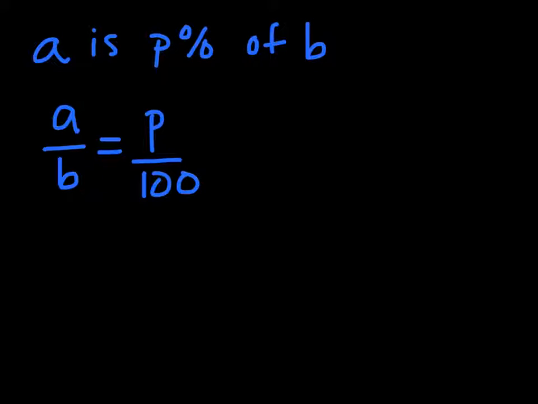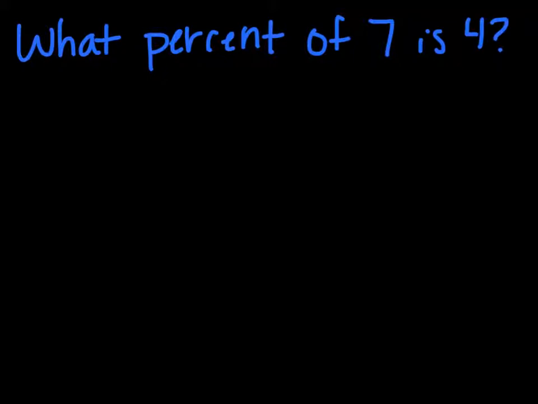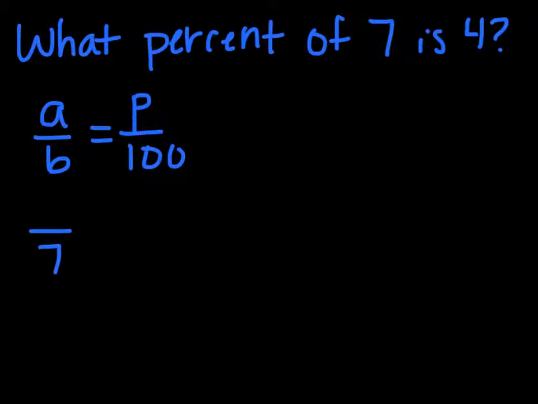Let's work some examples. In this example, we'll use a proportion to find a percent. What percent of 7 is 4? So A over B would equal P over 100, correct? Now let's substitute in the numbers for our proportion. Our base is 7. Our part is 4. And that's going to equal P over 100.